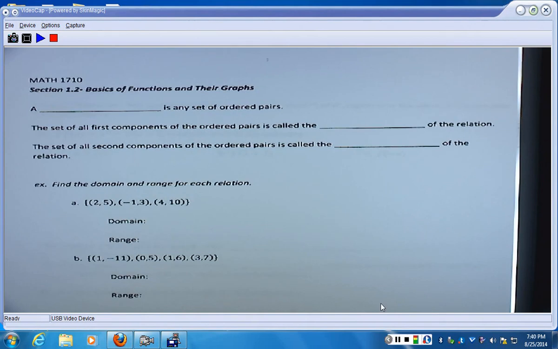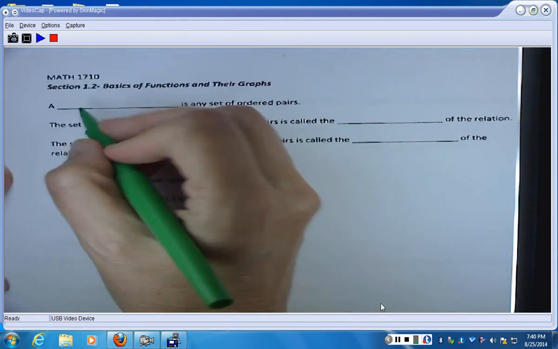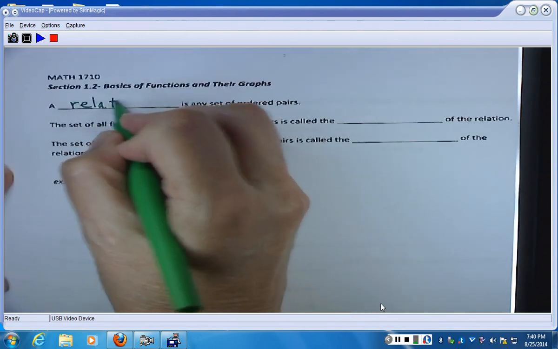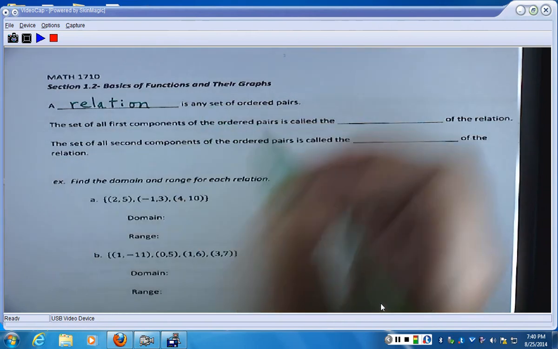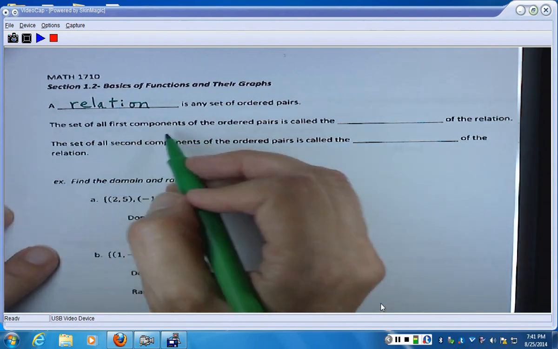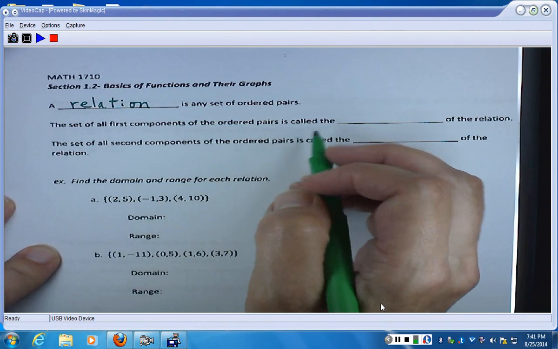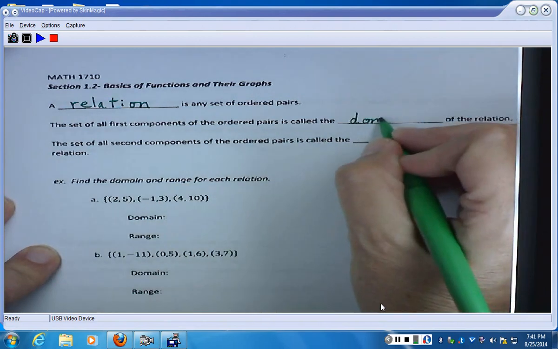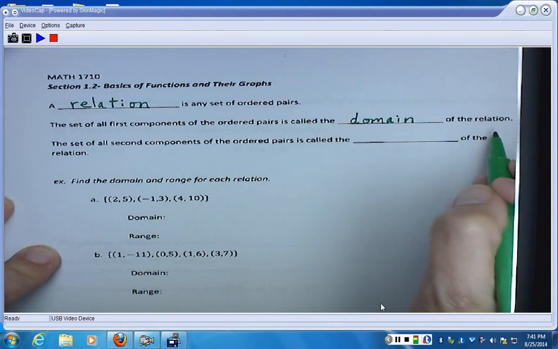Okay, this is section 1.2, the basics of functions and their graphs. Okay, some more. So here's another math term. A relation is any set of ordered pairs. The set of all first components of the ordered pairs is called the domain of the relation.